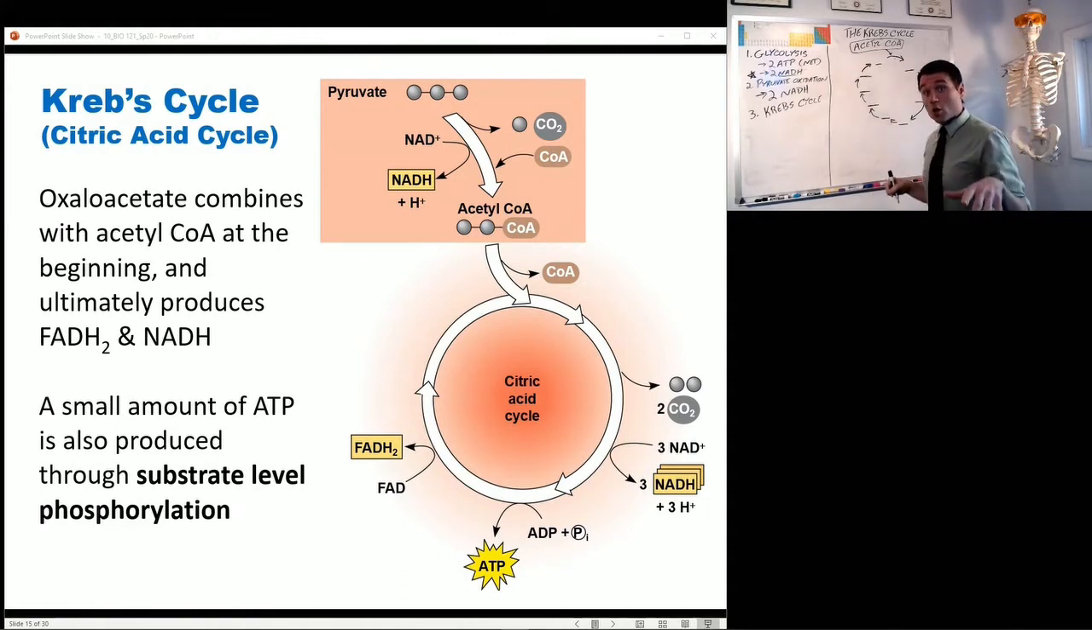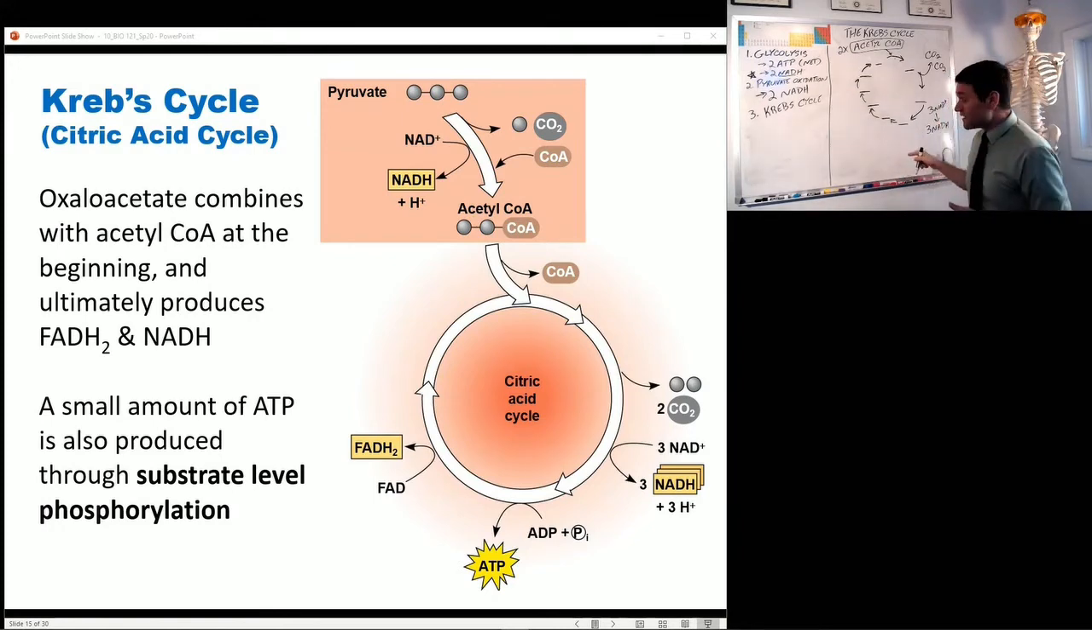Now, there are 2 carbons left from the original glucose on each of these acetyl-CoA, which we have 2 of because there were 2 pyruvates, so now we have 2 acetyl-CoA. Those 2 carbons are going to be stripped away during this metabolic pathway, so those carbons are going to be lost as CO2. In the process of breaking it down, though, we're going to reduce more NAD. We're going to get more NADH. We're going to get 3 NAD+ reduced to 3 NADH.